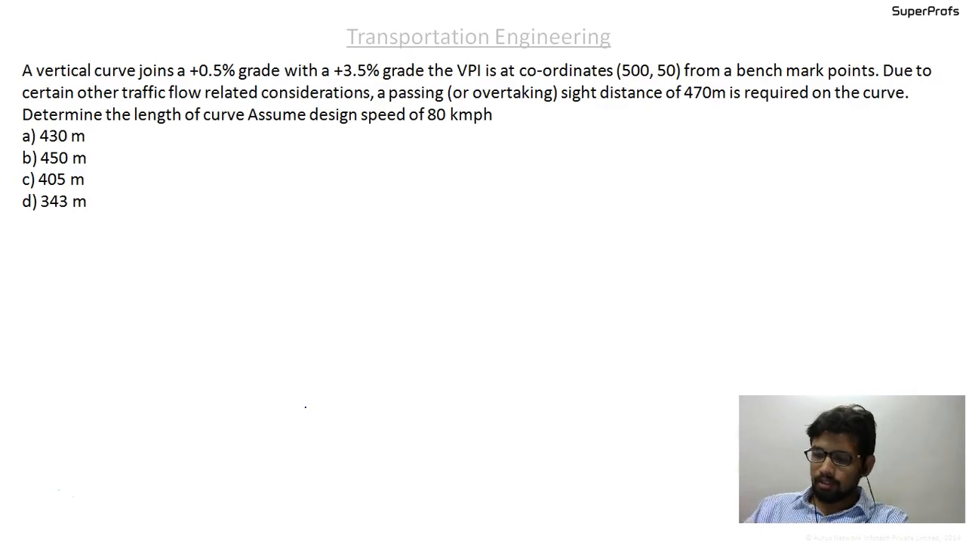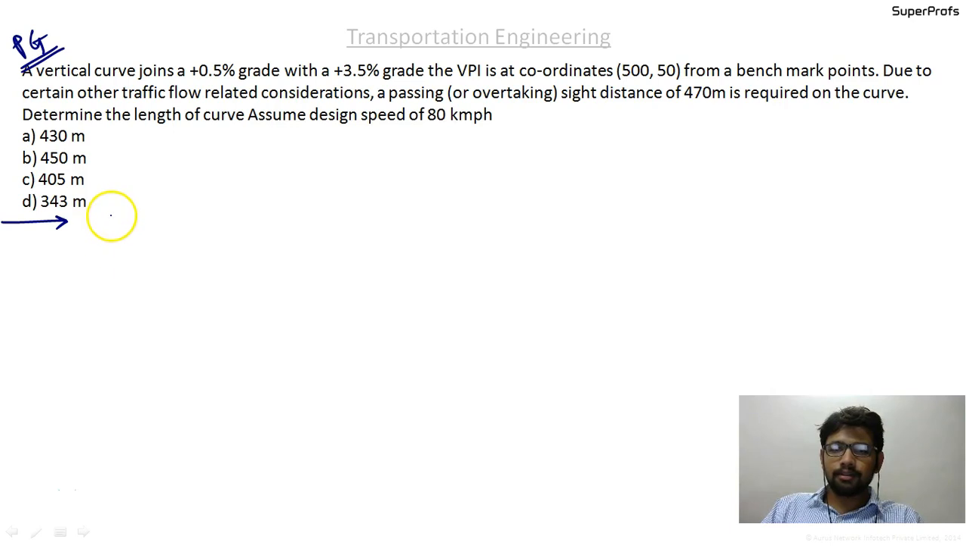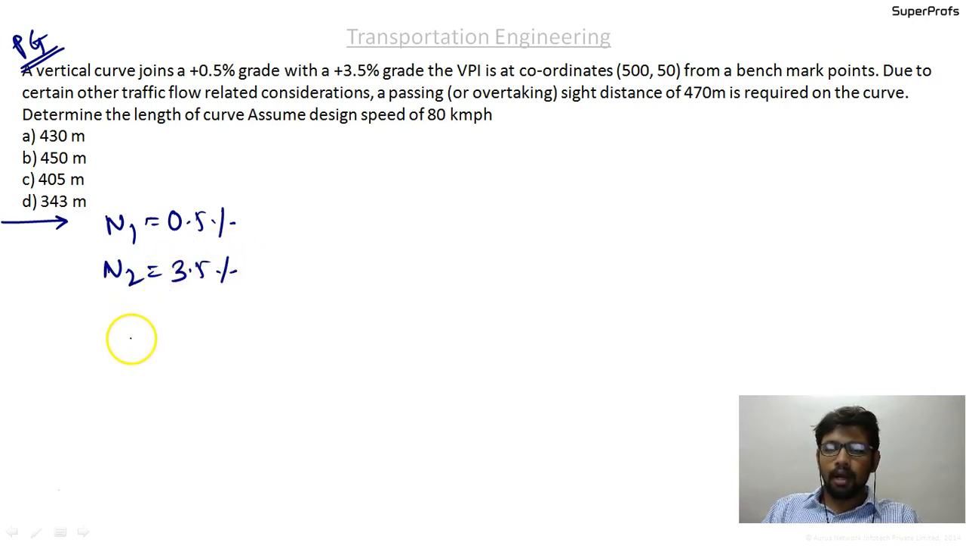So the next question, this is also a previous GATE question. A vertical curve joins a 0.5% grade with a 3.5% grade. So n1 is equal to 0.5% and n2 is equal to 3.5%, with the VPI at its coordinate of 500, 50, and from the benchmark points.